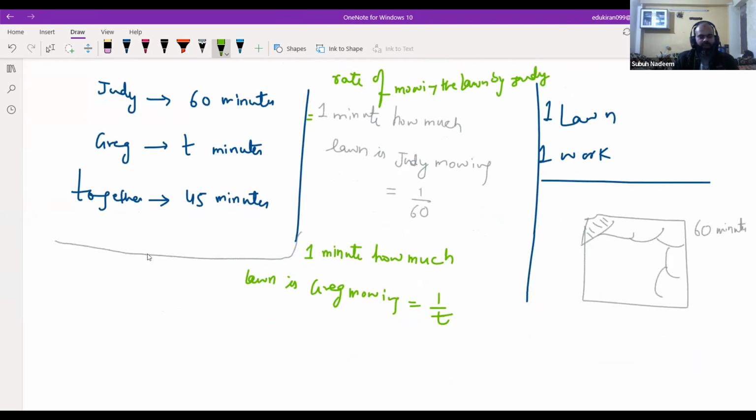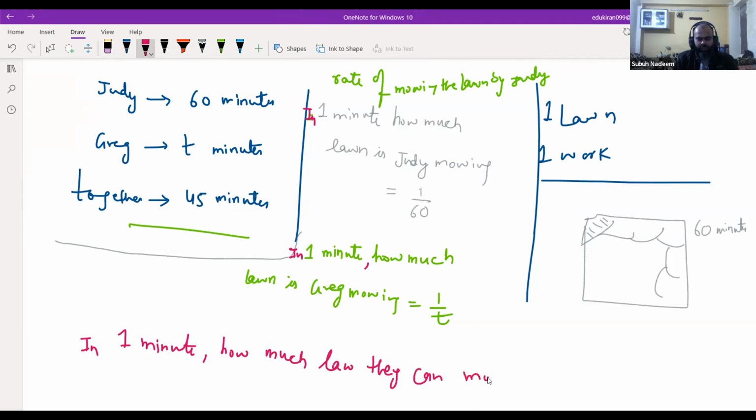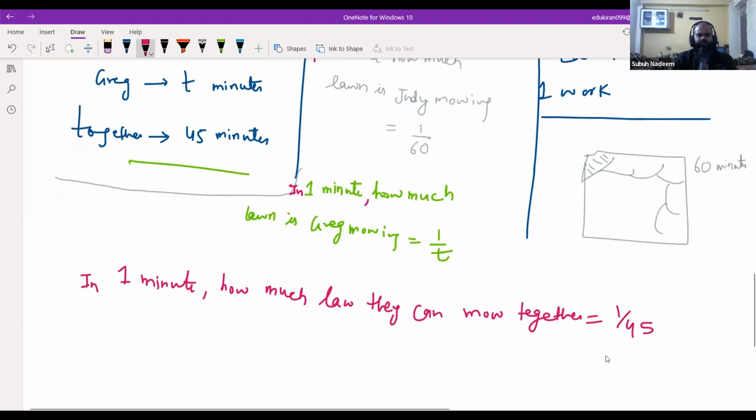Now together, if they are working, they take 45 minutes to mow the lawn. So in 1 minute, how much lawn can they mow together? That will be 1/45, that is, if the total time they take is 45 minutes, then in 1 minute they will be able to mow the 45th part of that lawn.